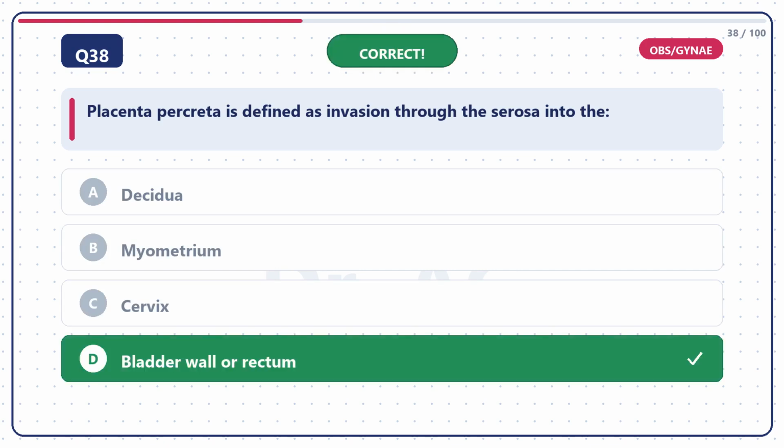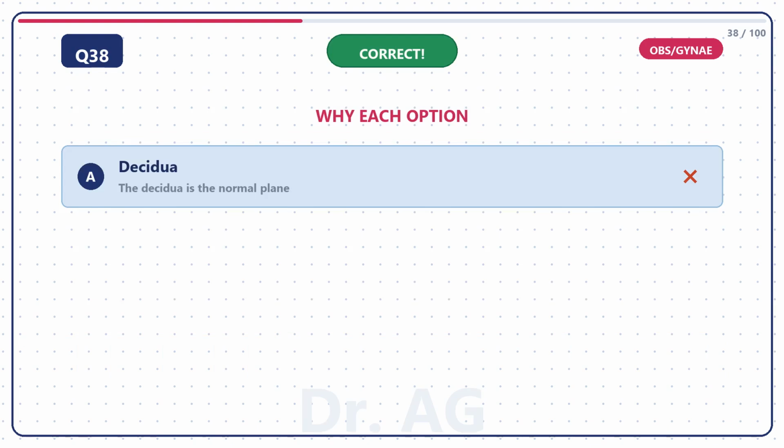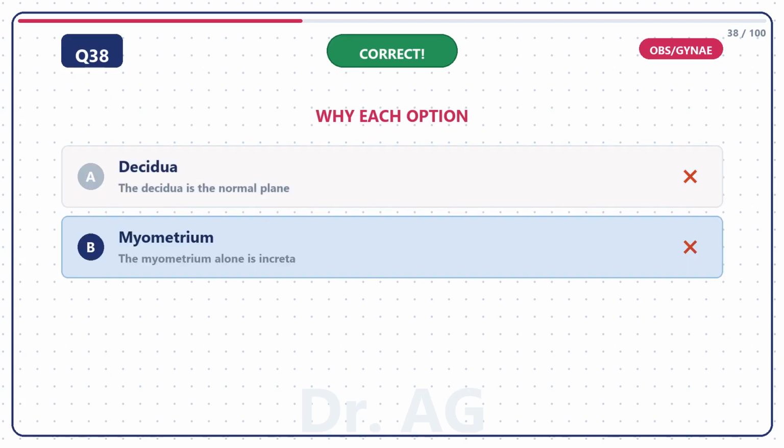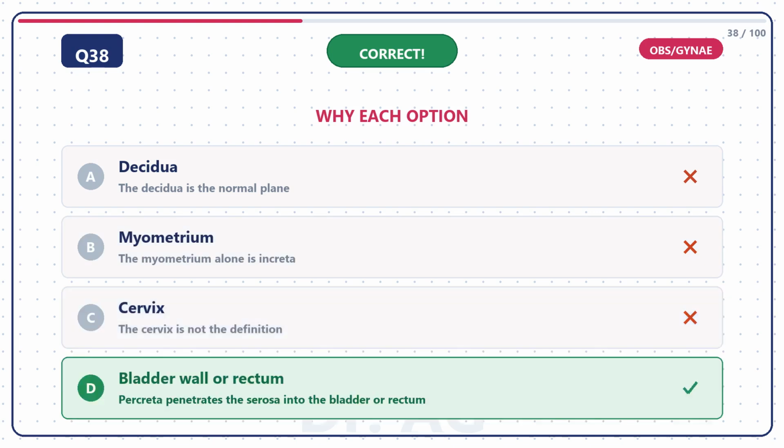The correct answer is option D, bladder wall or rectum. Let's go through the options. Decidua. The decidua is the normal plane. Myometrium. The myometrium alone is increta. Cervix. The cervix is not the definition. And the correct answer is bladder wall or rectum.